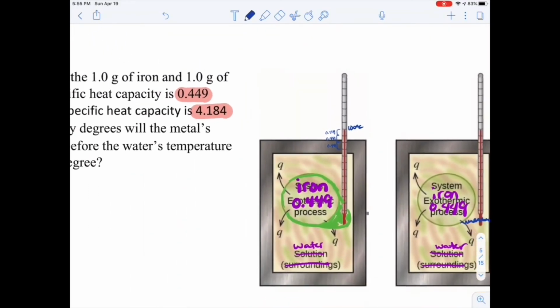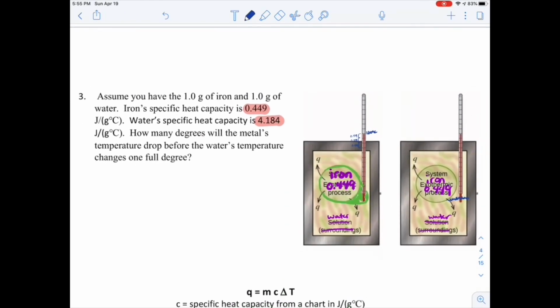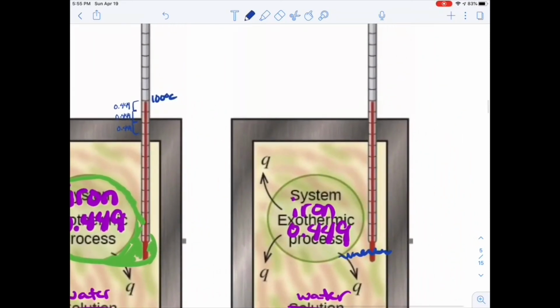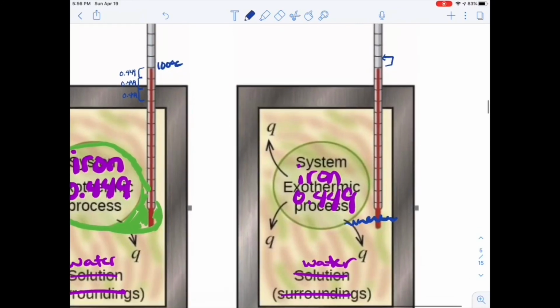The question asks to determine how many degrees the metal's temperature will drop before the water's changes by 1 full degree. So let's make sure that we're seeing that we want the water's temperature to increase by 1 degree. And we know that it will take the specific heat of water, the 4.184 joules, to increase it by 1 degree. So looking at the metal, we're going to decrease that temperature. We've taken it down 1 degree, 2 degrees, 3 degrees. Let's take it down several more degrees.